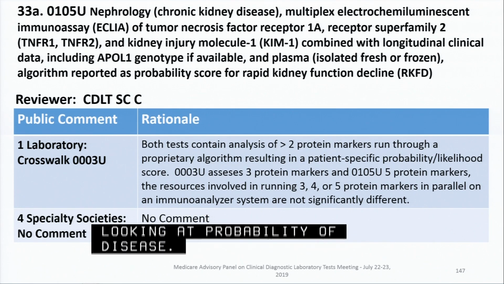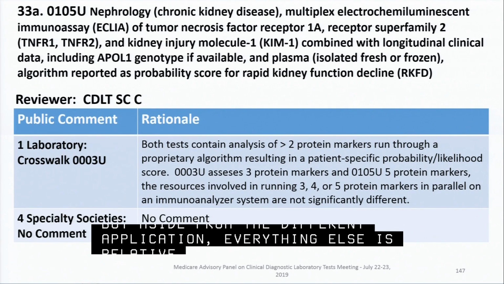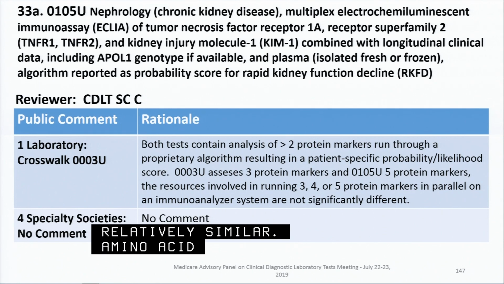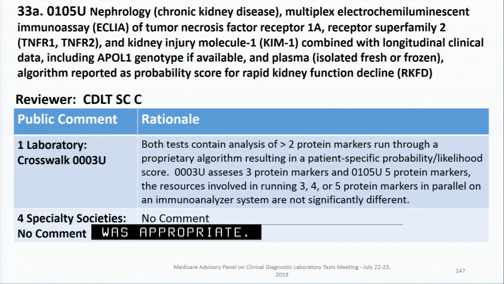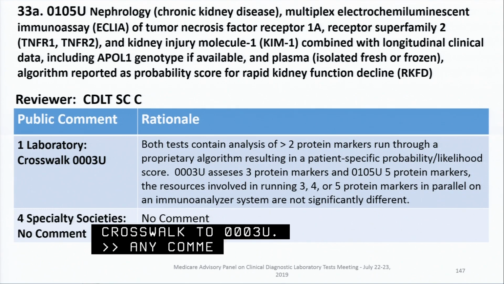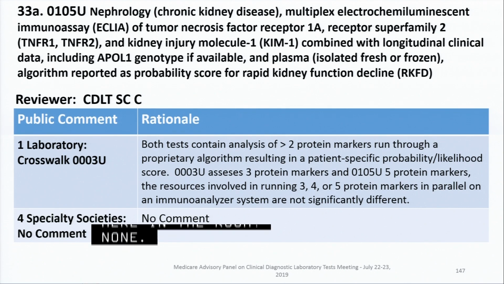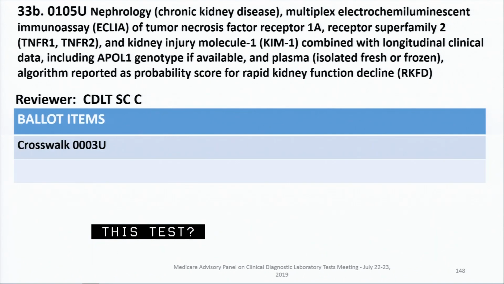This is for chronic kidney disease. But aside from the different application, everything else is relatively similar. It's electrochemiluminescent immunoassay for these 4 or 5 proteins, and then an algorithm looking at the probability, some score of health. And so we felt that that proposed crosswalk was appropriate. So we're recommending a crosswalk to 0003U. Any comments from those on the phone here in the room? None. Any questions for the owner of this test, which is Renalytics? Okay, so for 0105U, the ballot items are 0003U or gap fill.